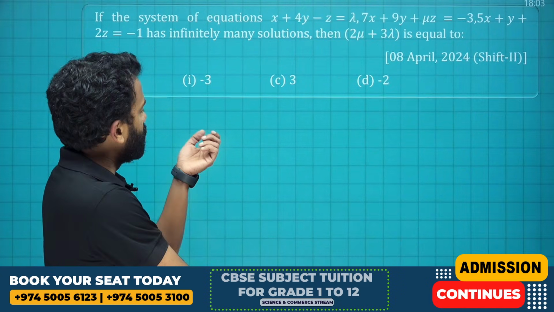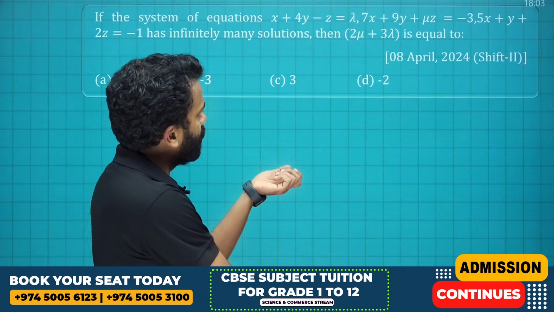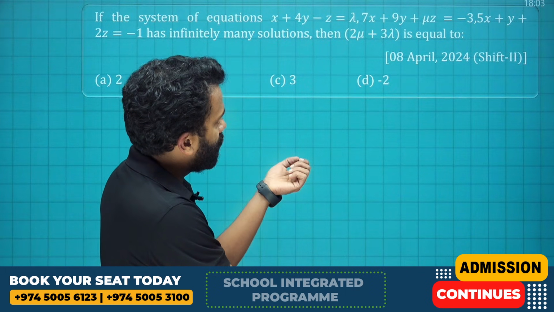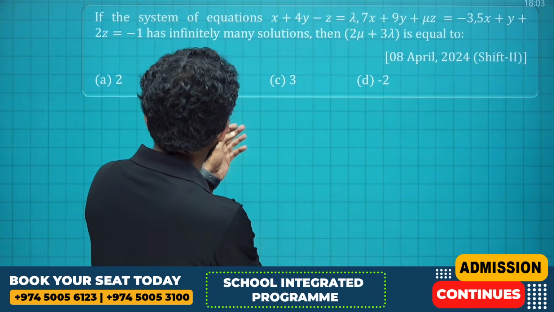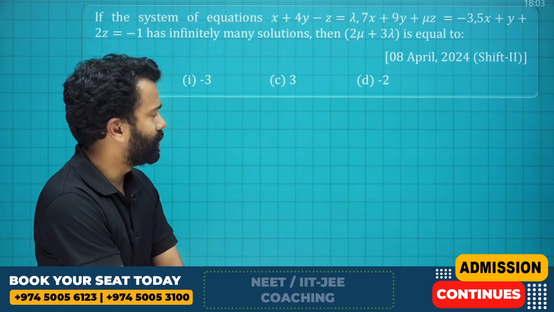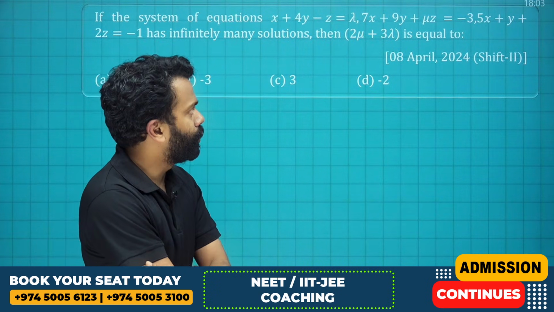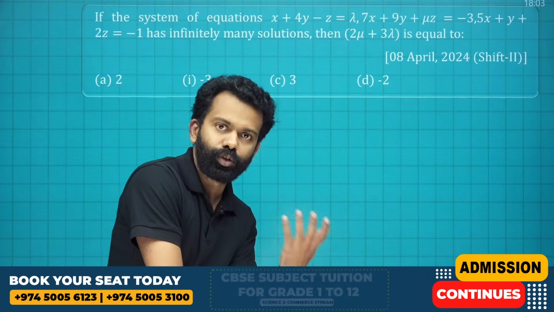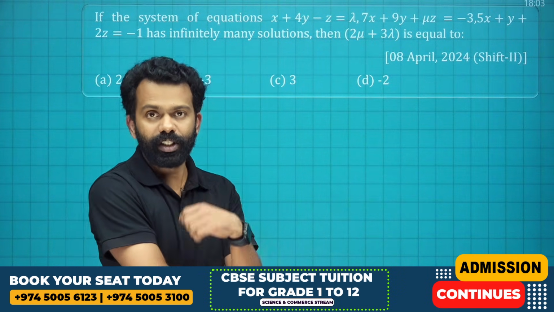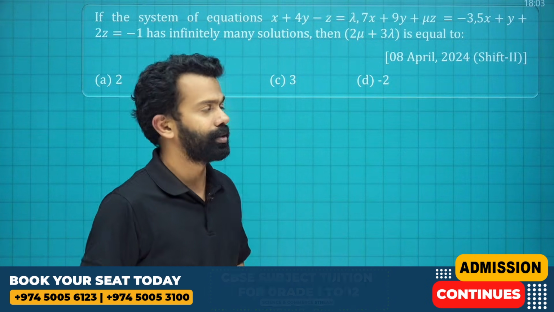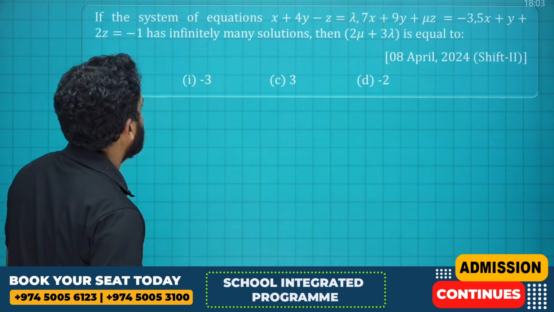If the system of equations x plus 4y minus z is equal to lambda, 7x plus 9y plus mu z is equal to minus 3, 5x plus y plus 2z is equal to minus 1 has infinitely many solutions, similar question, then 2 mu plus 3 lambda is equal to c. This question can also be solved using the method we just mentioned in the last question, using the properties of determinants. It won't take much time for that.